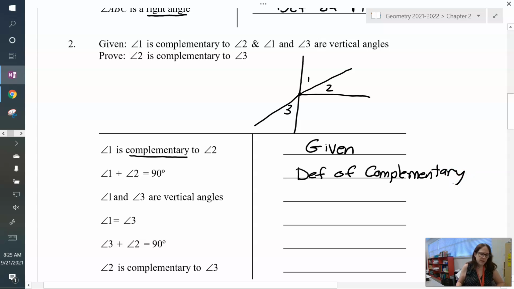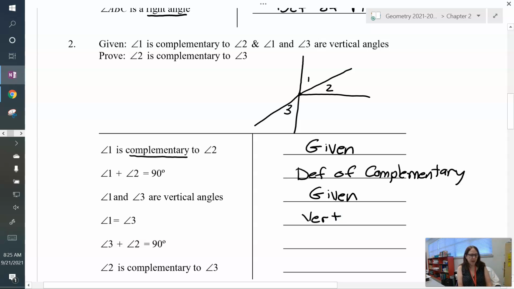The next statement is angle 1 and angle 3 are vertical angles. That's the other piece of the given. And then we say angle 1 equals angle 3. That's because they're vertical angles, and we have a postulate that says vertical angles are congruent. So you could just say vert.